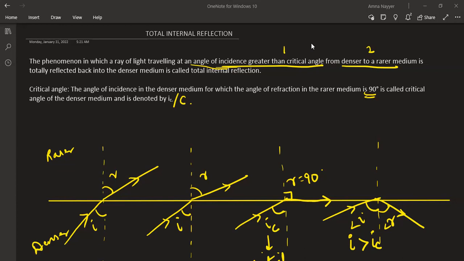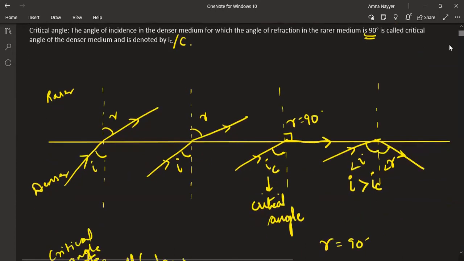Now, I have told you that from total internal reflection, you will be getting difficult questions. So do practice it. We'll also practice some of the questions today, especially from critical angles, where you have lots of questions. What is critical angle? Critical angle is that angle of incidence in the denser medium only, for which the angle of refraction in the other medium, that is the rarer medium, becomes 90 degrees.